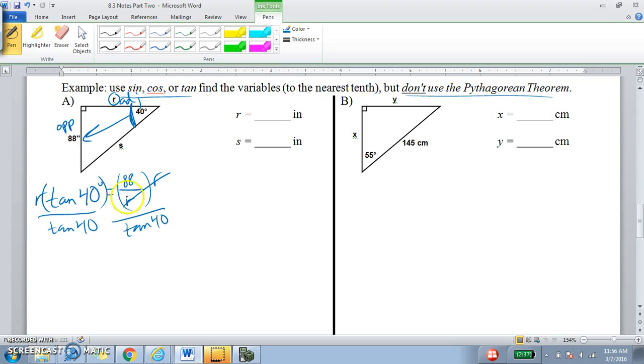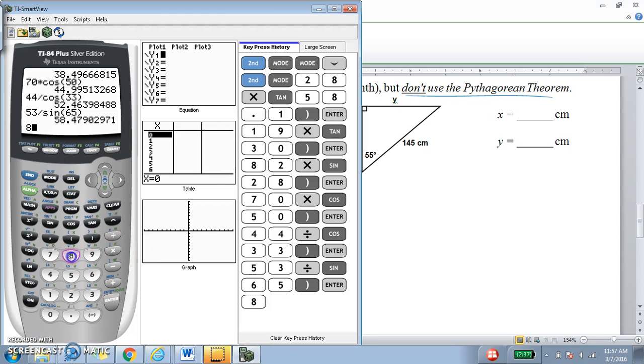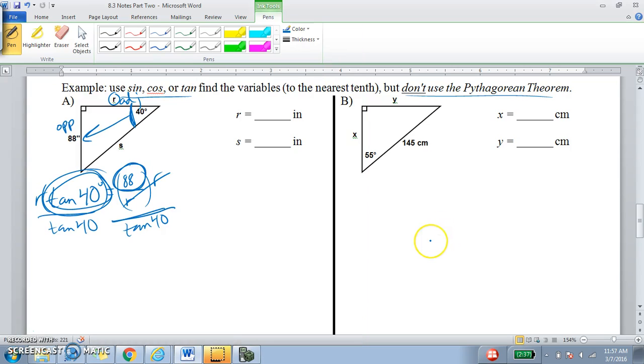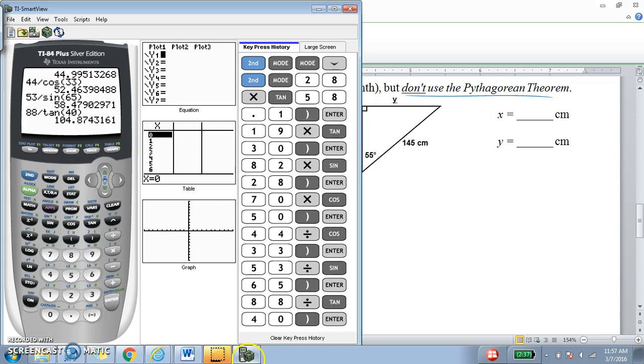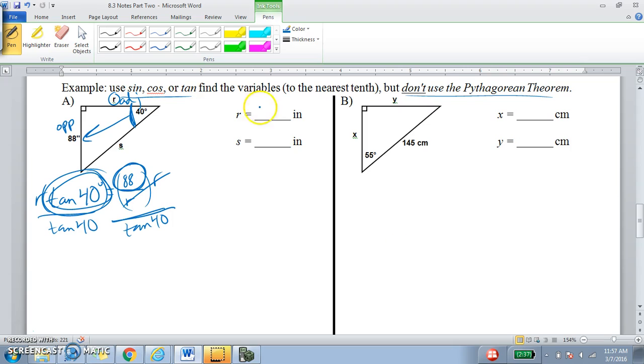Whenever you set this up and your variable is on the bottom, you're really just going to take this number on the top divided by the sine, cosine, or tangent, whichever you have over here. You're going to divide by that on this side. So if I type in 88 divided by tan 40, I get 104.87, so that would round up to 104.9.